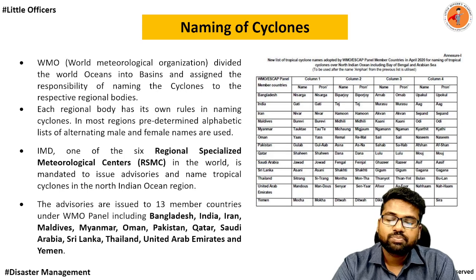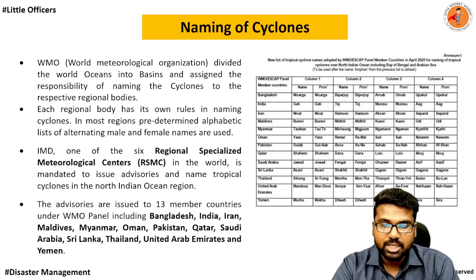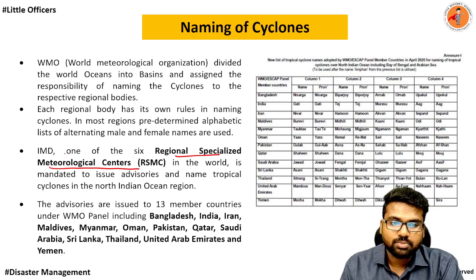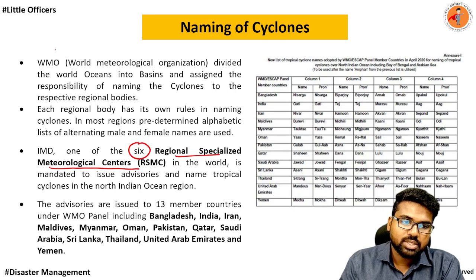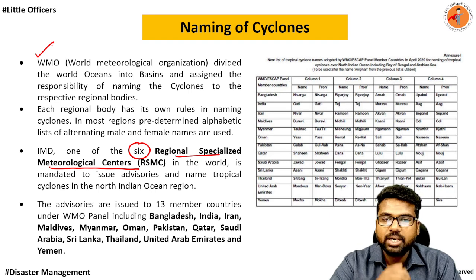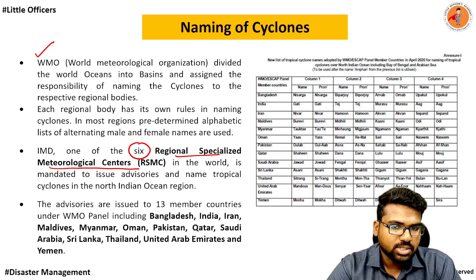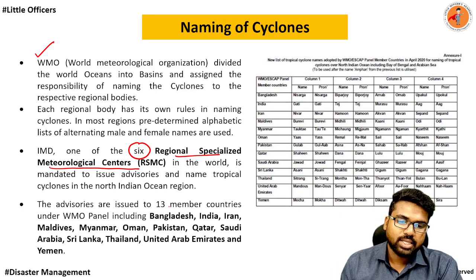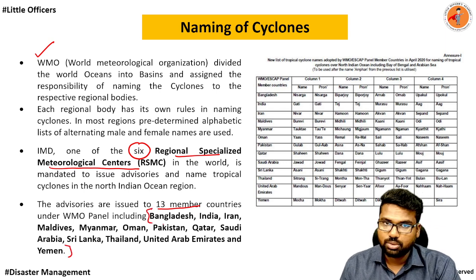Then next, for this purpose, as I told you, there are regionally specialized meteorological centers. Okay, 6 of them are there which are classified by the World Meteorological Organization. So let's focus on our own region, that is the Indian Ocean region. Here there are 13 member countries. Okay, I have given the list of them. You can go through this list.